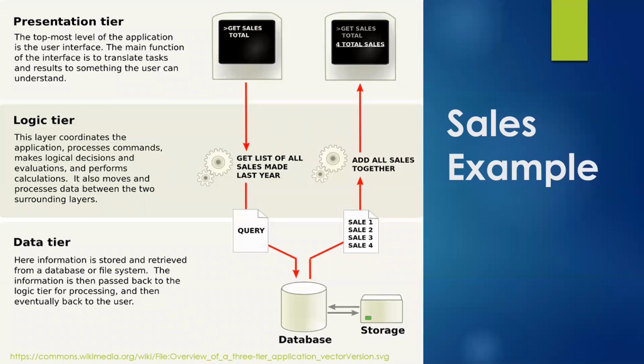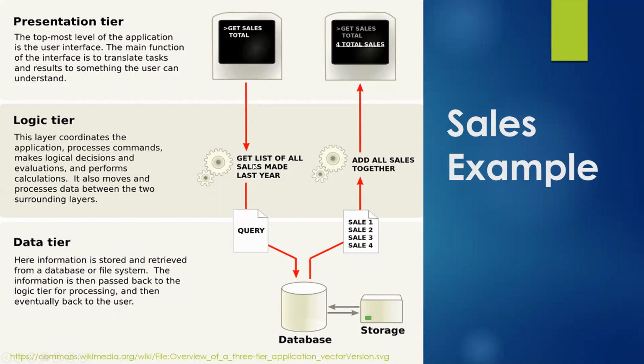So here's an example of a sales program, just a function from there. In here we have the presentation layer, the logic or application layer, and the data layer. In this example, the user requests this function get sales total to get the total sales that they have made. So from here, the presentation layer sends that request to the logic tier.